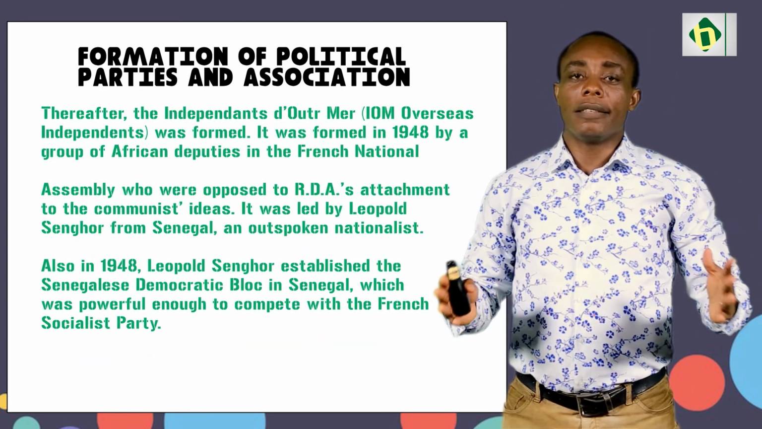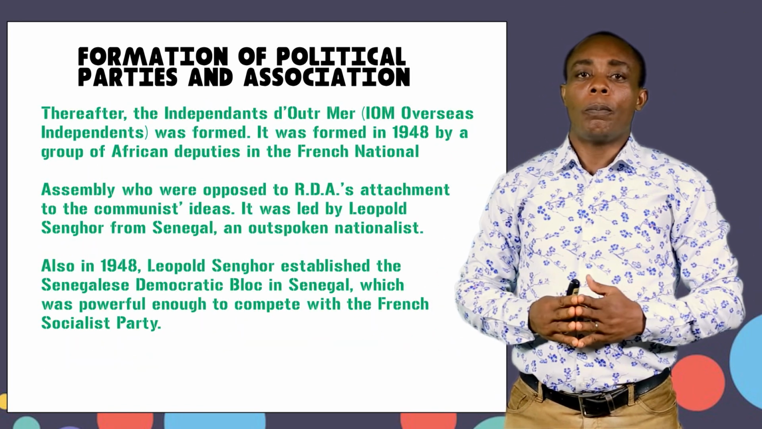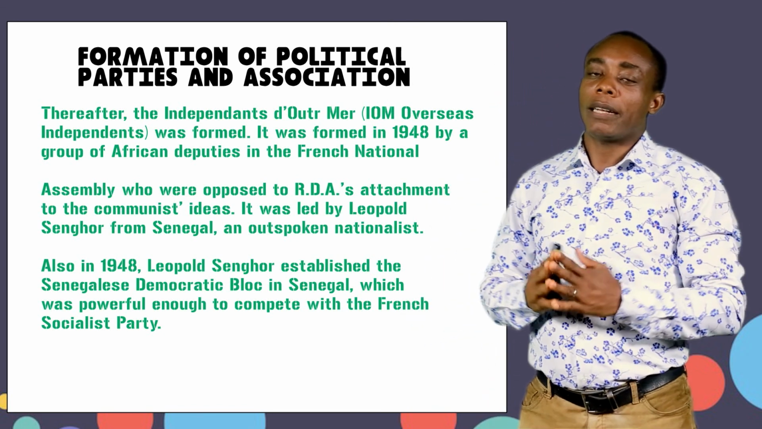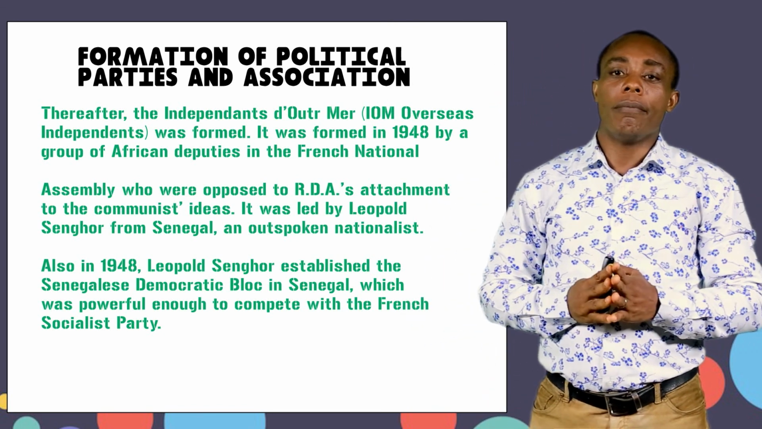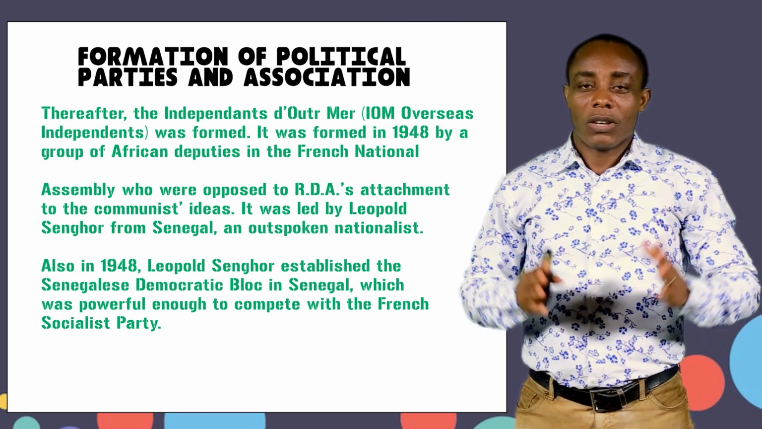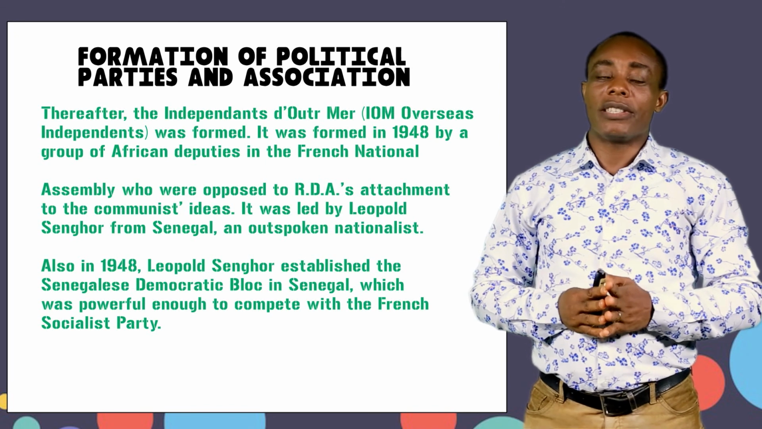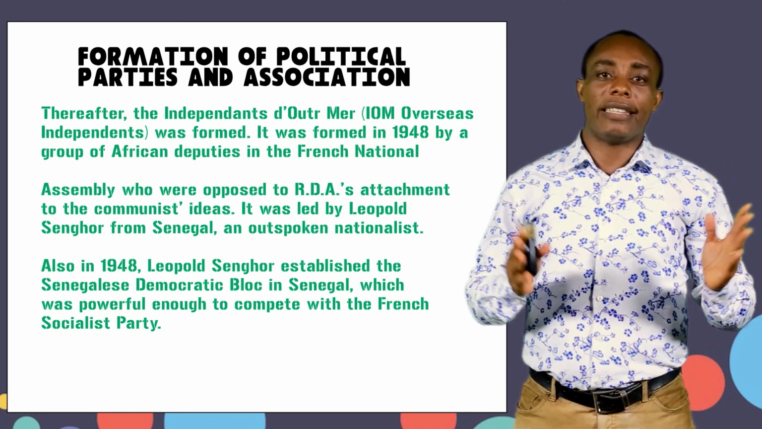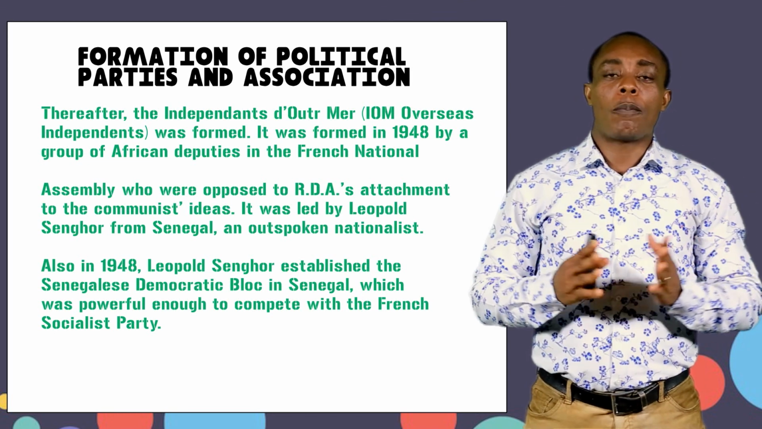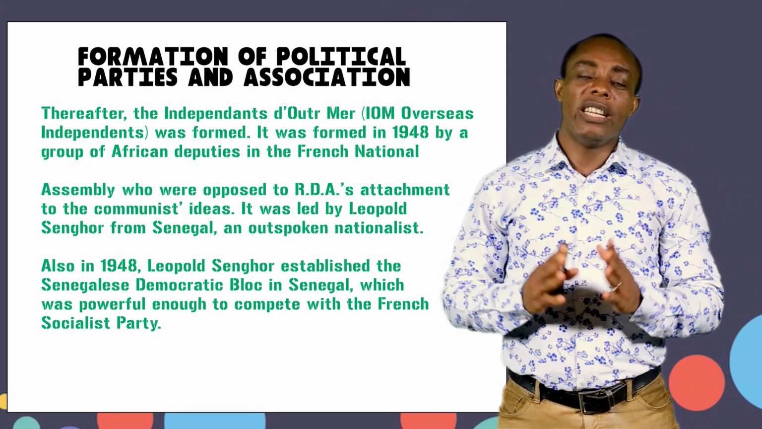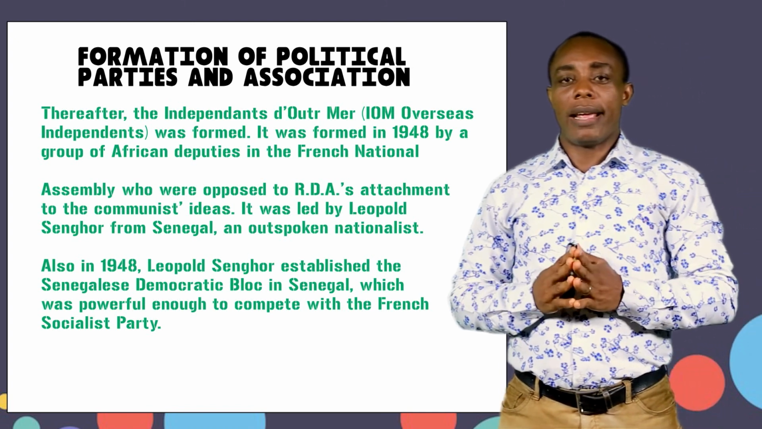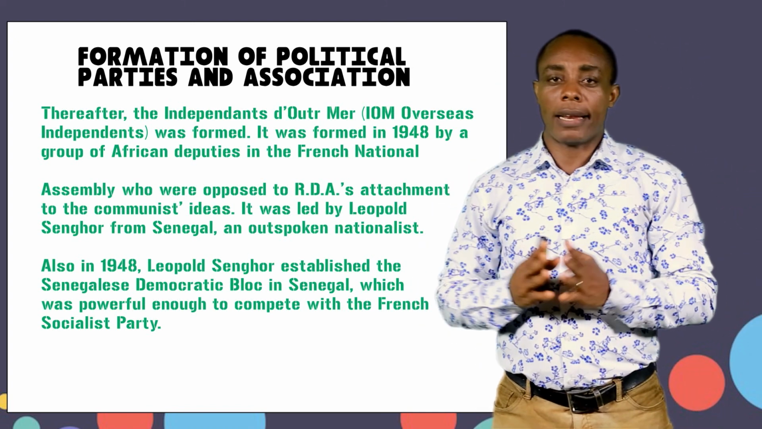Later on, in 1948, another political party was also established in French West Africa. This party was also known as IOM, or Overseas Independence. This party was established by African deputies in the French National Assembly in 1948. These African deputies were opposed to the RDA's communist ideas, and so they established this party. It was led by Léopold Senghor of Senegal.